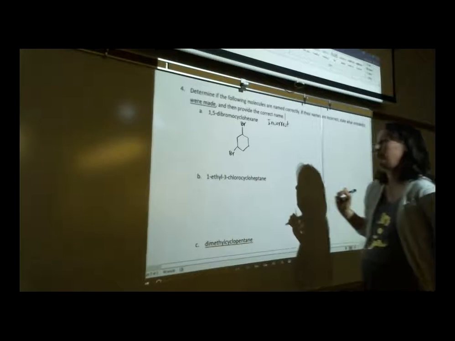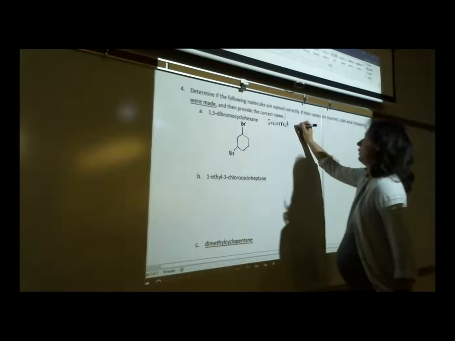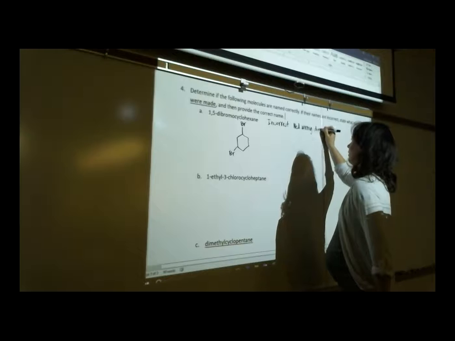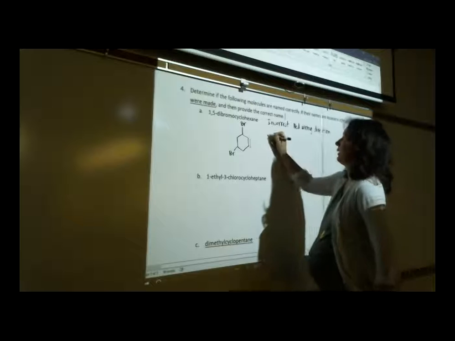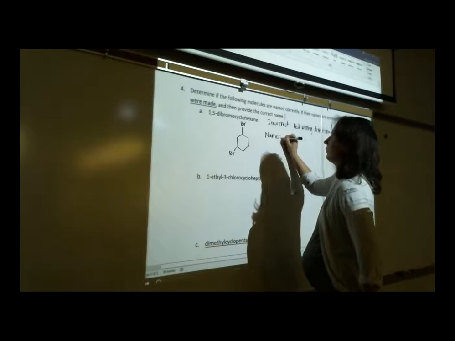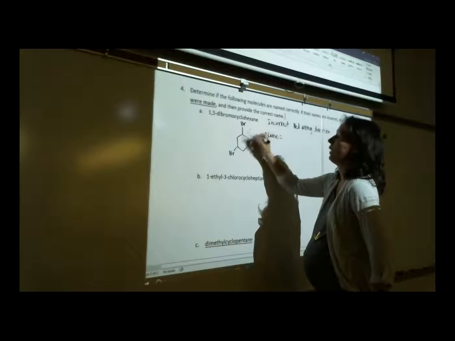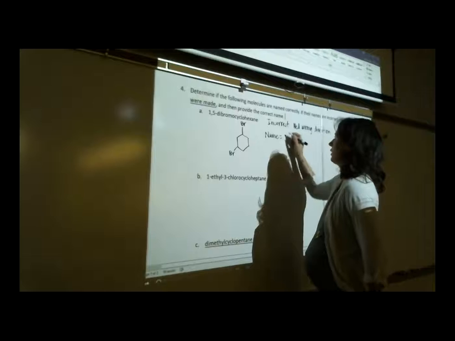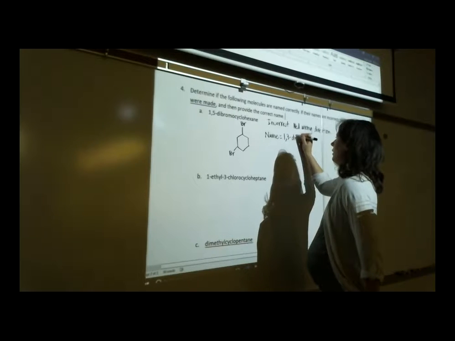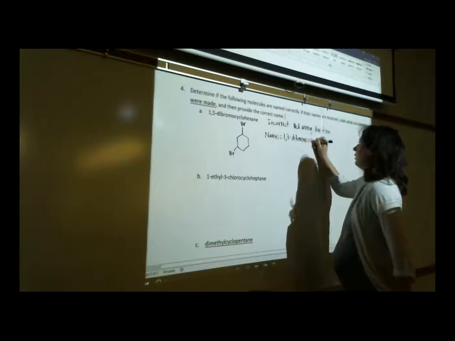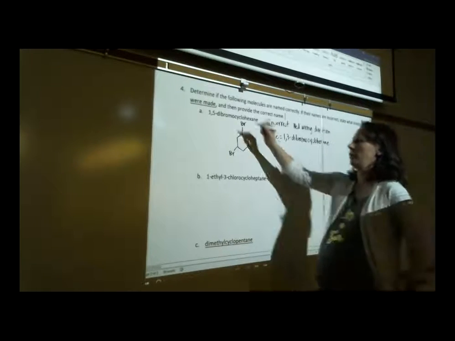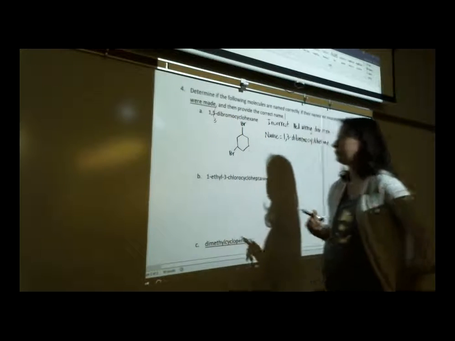What was the mistake? They numbered the wrong direction. What's the correct name? 1, 3. Right, it should be 1, 3. Neither one of these could be number 1. If you pick this one, you go counterclockwise. If you pick this one, you go clockwise, right? 1,3-dibromo. Right, so that shouldn't be 1, 5. It should be 1, 3.